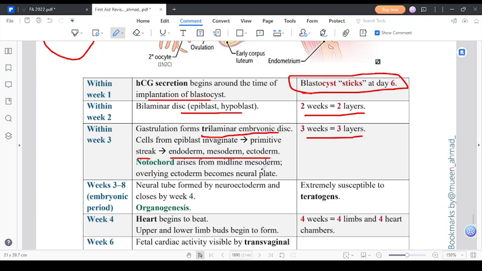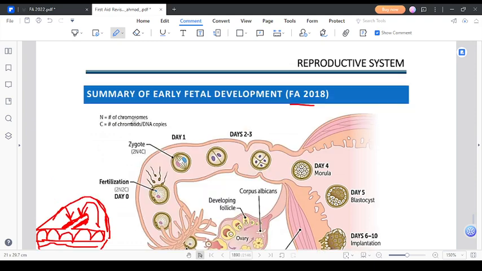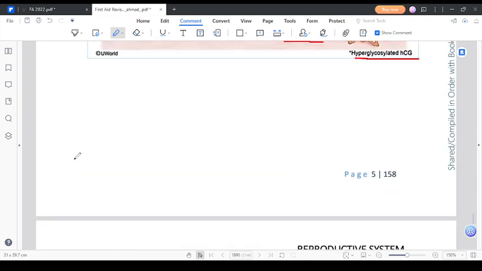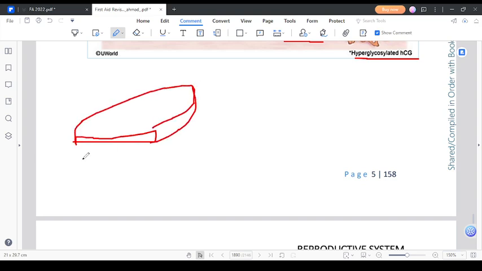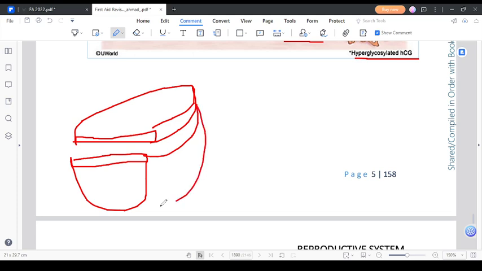The notochord arises from the midline mesoderm. The overlying ectoderm becomes the neural plate. That is a beautiful concept. Suppose that after the formation of this, this is the ectoderm overlying, and here we have the endoderm below that, with an amniotic cavity. In the middle we have the mesoderm. This is the mesoderm, and this is the mesoderm. This particular dot is the notochord. So that notochord is formed from the mesoderm.